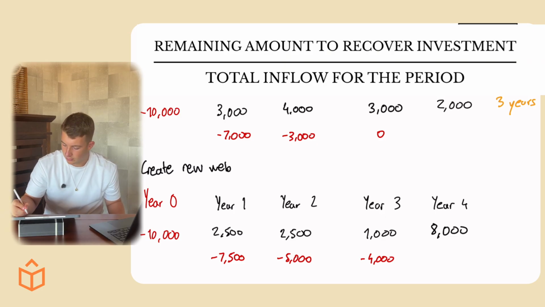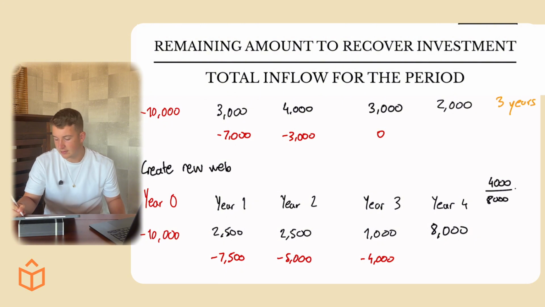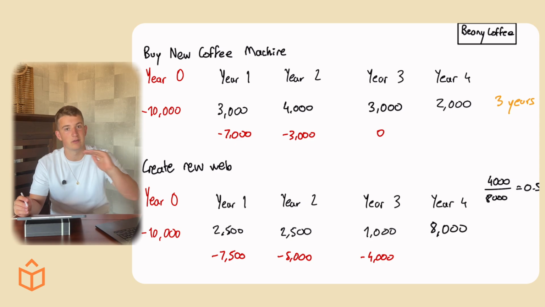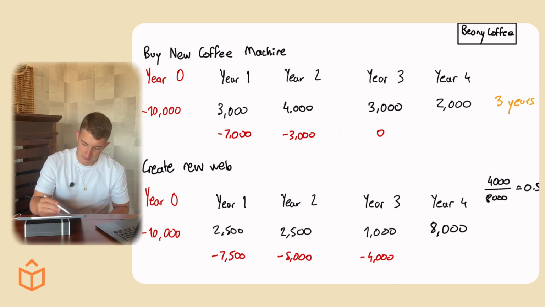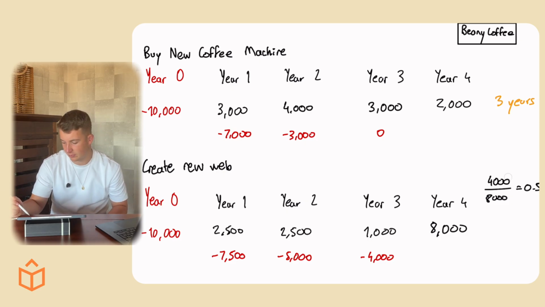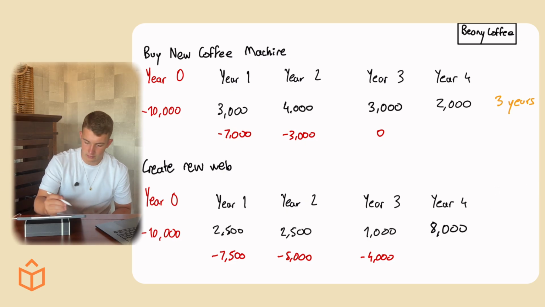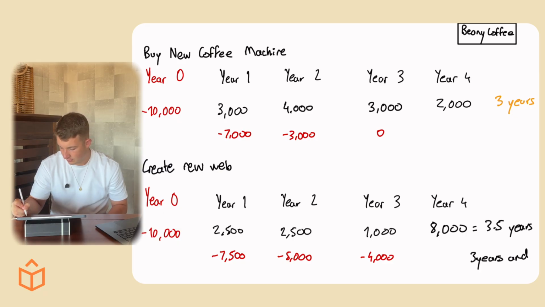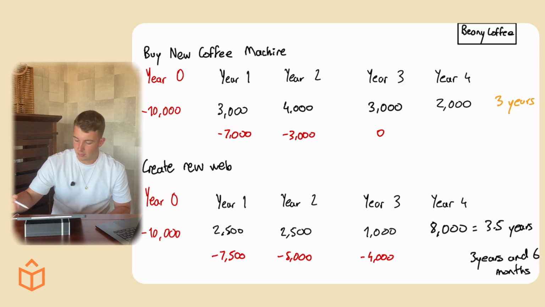So what do we do? We divide what we have pending by the whole inflow of the following year. So we would do 4,000 over 8,000. That's 0.5. That's the fraction of the year in which I will recover my initial investment. So my payback period here is 3.5 years, as we calculated here, which could also be expressed as 3 years and 6 months.